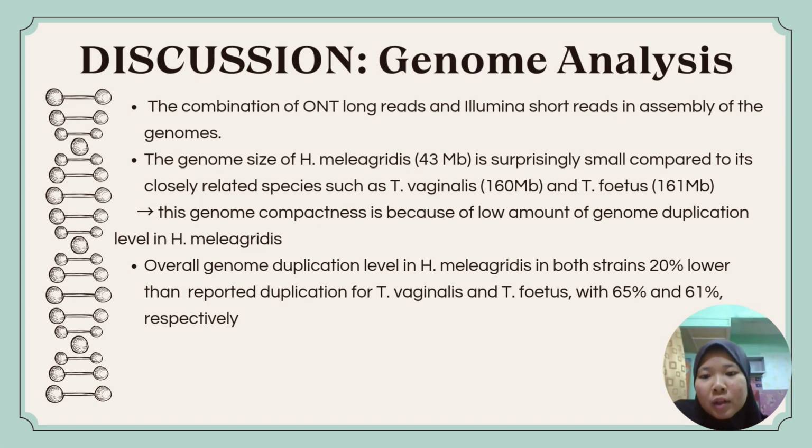The genome sequencing was done using a combination of ONT long reads and Illumina short reads in the assembly of the genome. We found that the genome size of H. meleagridis is about 43 megabases, which is surprisingly small compared to its closely related species such as T. vaginalis and T. foetus. The reason behind this genome compactness is the low level of genome duplication in H. meleagridis. The overall genome duplication level in both strains is 20% lower compared to the reported duplication in T. vaginalis and T. foetus, which is around 65% and 61% respectively.